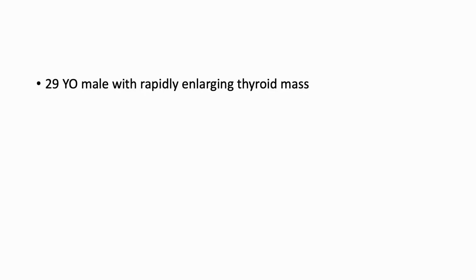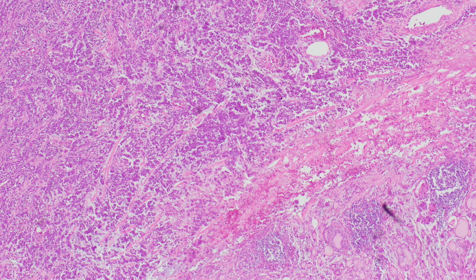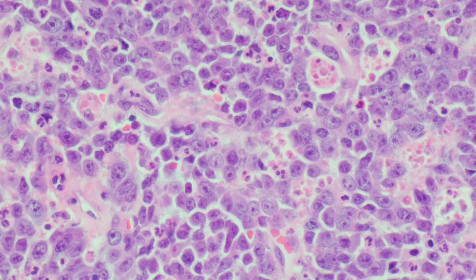Our next case is a 29-year-old man with a rapidly enlarging thyroid mass. At low magnification, we see residual benign thyroid tissue in the right lower corner and an invasive tumor occupying most of the gland. High-power examination shows a high-grade undifferentiated neoplasm with high N/C ratio, monomorphic nuclei, and prominent nucleoli. As with the prior case, the differential diagnosis includes carcinoma, sarcoma, melanoma, and lymphoma.